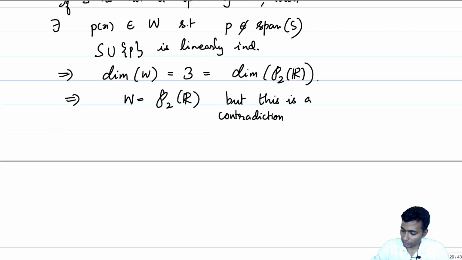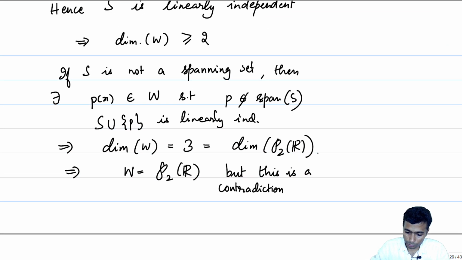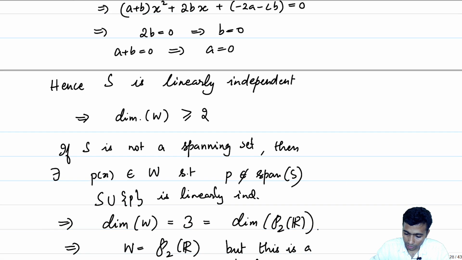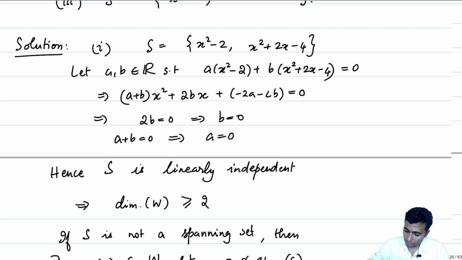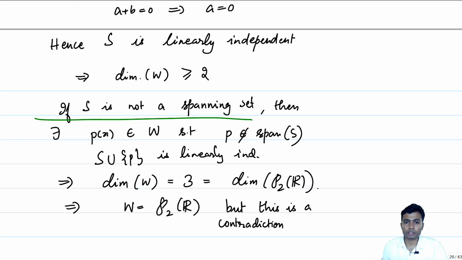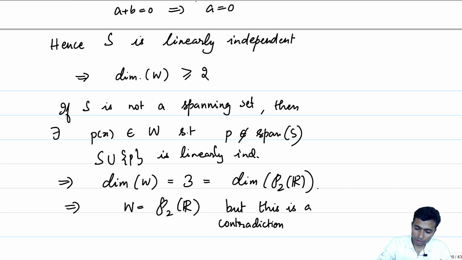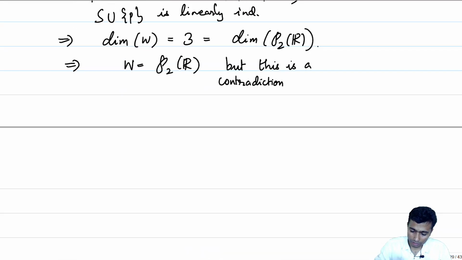And therefore, what was our assumption? We proved this problem, which apparently looked very numerical, by a contradiction argument. If S is not a spanning set, this was the assumption we started off with, and we arrived at a contradiction. And therefore, hence S is a spanning set.